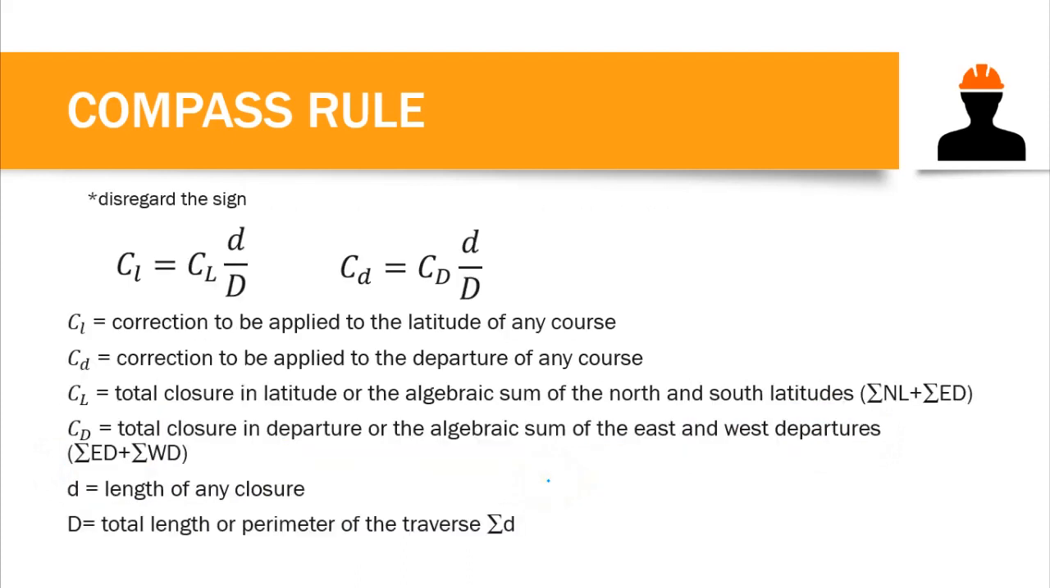So we have this formula here to simplify the explanation. We have the correction along the latitude. This L here, which means latitude, is equal to the error of closure along the latitude. So you sum up the north latitude and the south latitude, retaining their respective signs, times the distance of that traverse over the total distance of the closed traverse, which is the perimeter of our area. And then the correction to be applied in the departure is equal to the error of closure in the departure times the distance of that traverse over the total length, or the perimeter, of the traverse. So basically, the value of D over D here is equal to the correction in the departure. Okay, so that's how you are going to compute for the corrections using the compass rule.